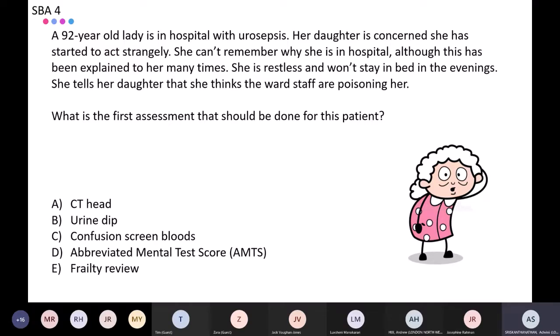So you've got a 92-year-old lady in hospital with urosepsis. Her daughter is concerned she has started to act strangely. She can't remember why she's in hospital, although this has been explained to her many times. She is restless and won't stay in bed in the evenings. She tells her daughter that she thinks the ward staff are poisoning her. What is the first assessment that should be done for this patient?